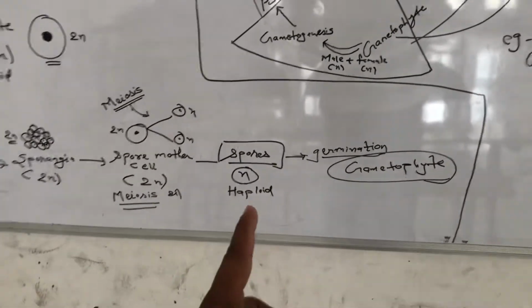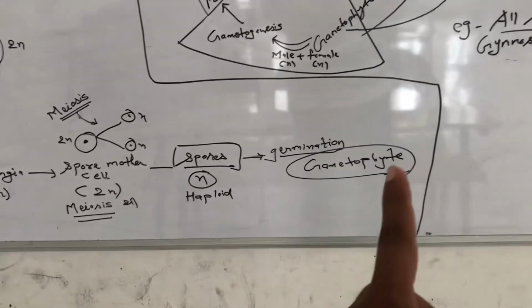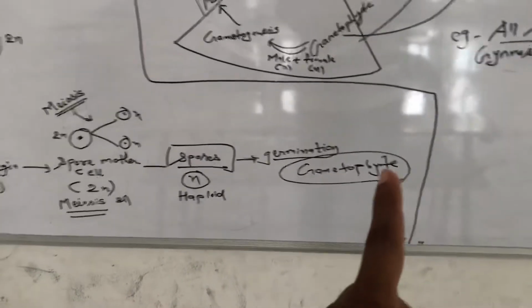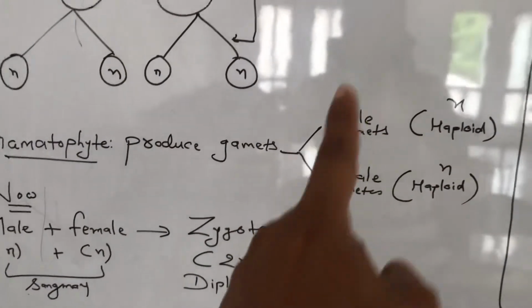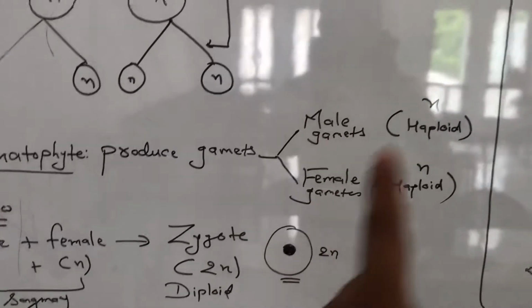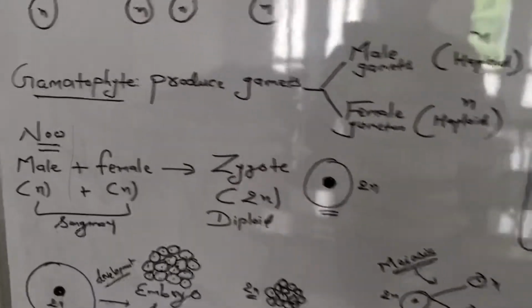Now from this spore, germination will take place and it will produce the gametophyte. This gametophyte will produce male and female haploid gametes. Again the cycle will go on continuously.